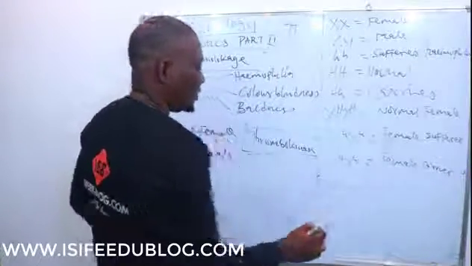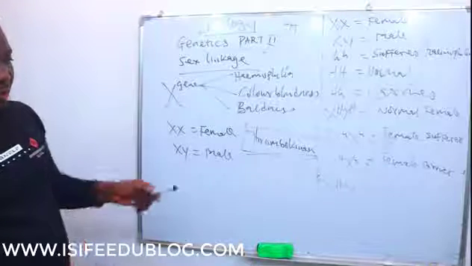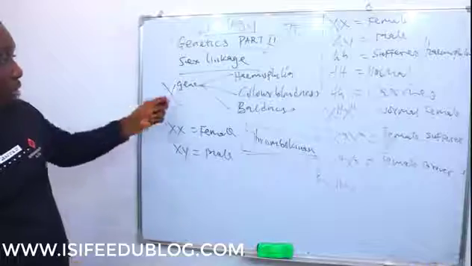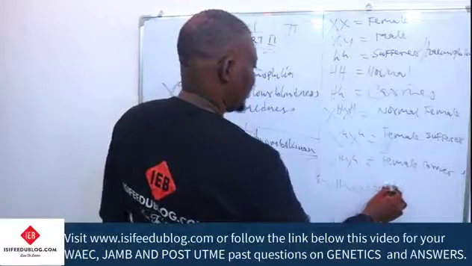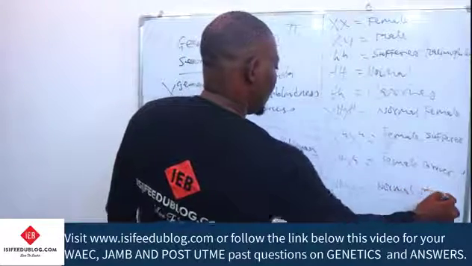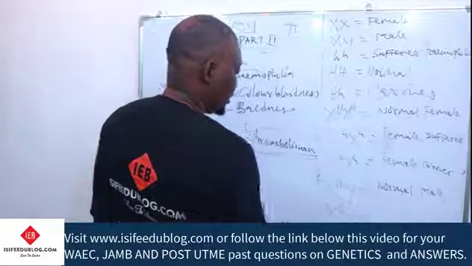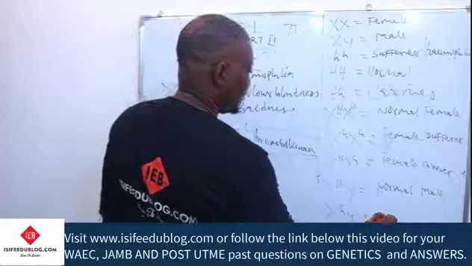Remember that a man having XY chromosome cannot be a carrier, because this sex linkage can only be located on the X gene, not on Y. So in this case, this is a normal male. And if we have X^h Y, this is a hemophilic man, which is a male sufferer.